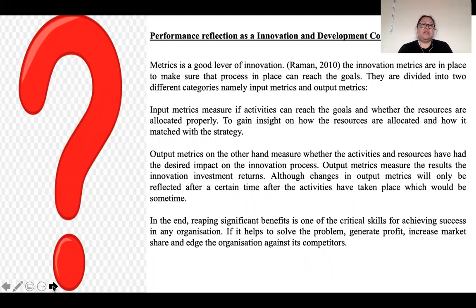While output metrics, on the other hand, measure whether the activities and resources have had the desired impact on the innovation process. Output metrics measure the results, the innovation investment returns, although changes in output metrics will only be reflected after a certain time after the activities have taken place, which would be some time. In the end, reaping significant benefits is one of the critical skills for achieving success in any organization. If it helps to solve the problem, generate profit, increase market share, and edge the organization against its competitors.